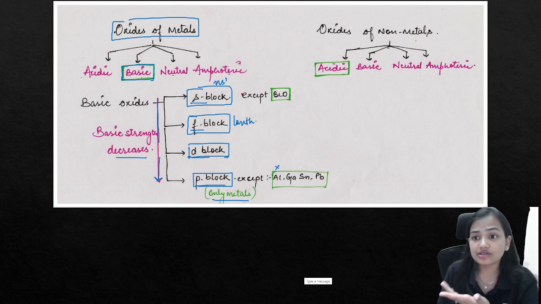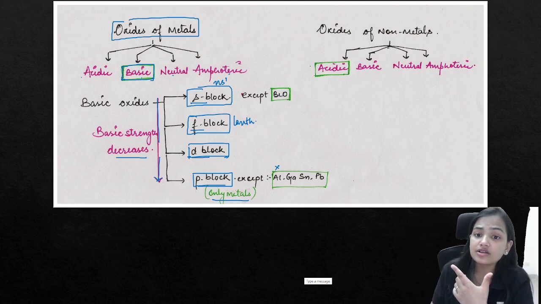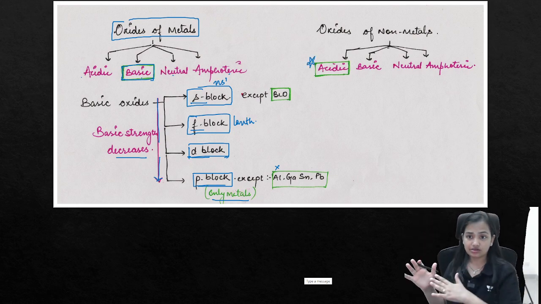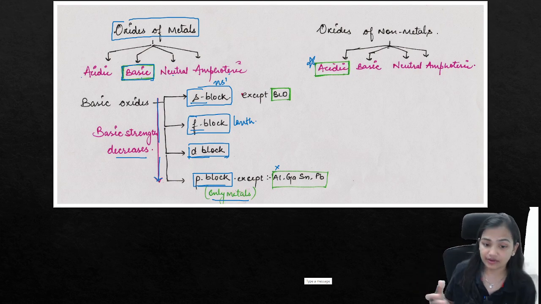Now if you are talking about the oxides of non-metals, you will find that the non-metals which I marked in the column of non-metals are usually acidic in nature. Yes, they actually possess acidic behavior.